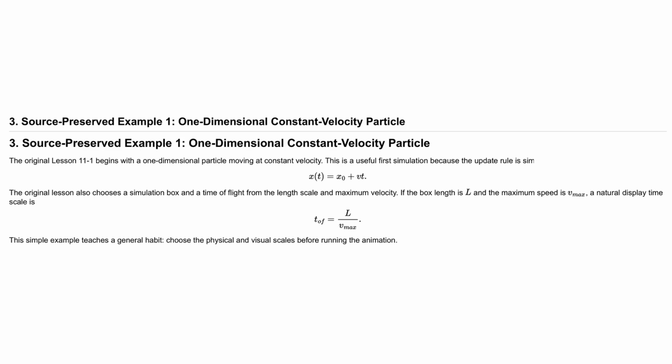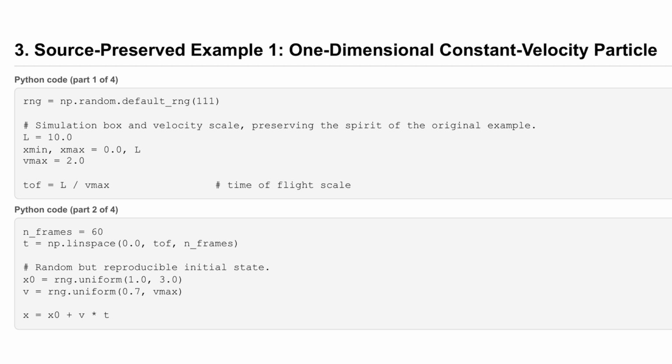Our first example is a one-dimensional particle moving at a constant velocity. The update rule is simply the initial position plus velocity times time. Here we set up the simulation box and generate random but reproducible initial conditions. We calculate the time of flight based on the box length and maximum velocity.